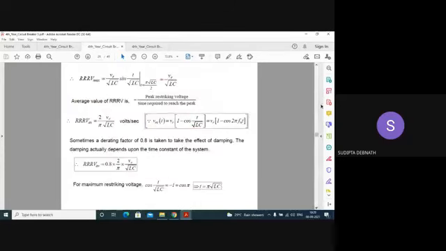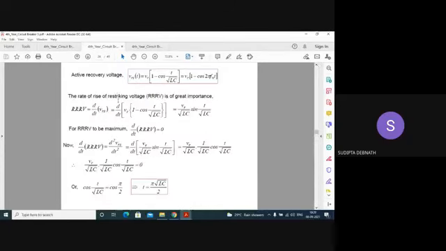So now we will find the rate of rise of restriking voltage. What is the rate of rise of restriking voltage? Restriking voltage is the high frequency voltage. That voltage we can find out; it is the rate of rise of this recovery voltage, so it is d/dt of this one. If you differentiate, you will get this one. Now, the rate of rise of restriking voltage will be maximum when we again differentiate with respect to t.